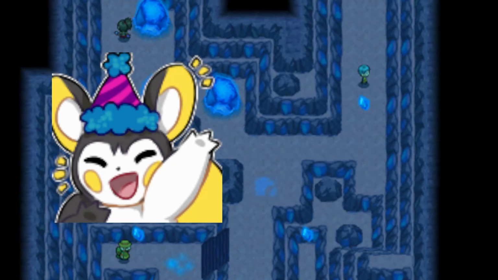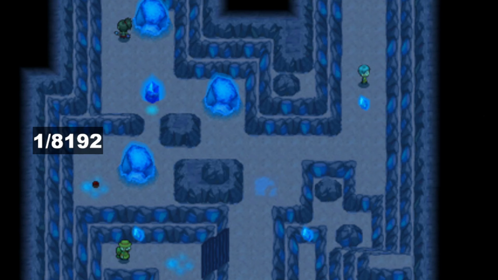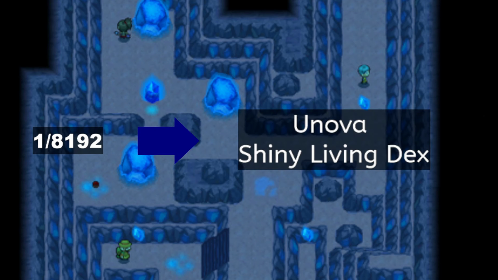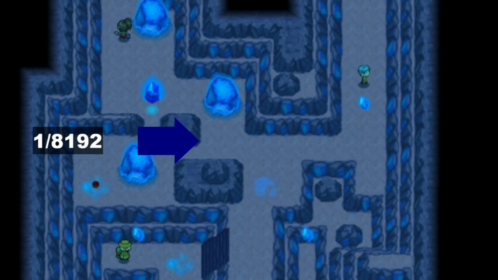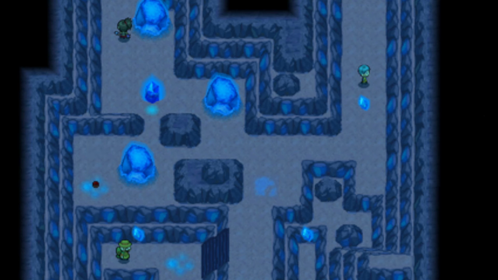Whether or not we are truly back is really up to the beholder, but you know what? I'm kind of two hunts in, and we're kind of chugging away. So, hey, 8192, this shiny's going towards our Unova shiny living dex, a Chargestone Cave classic. We're really chugging away at all these encounters.